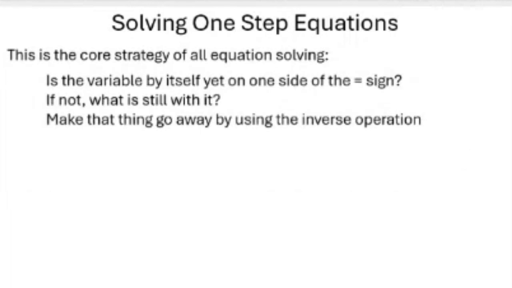So here are those questions we were just talking about. Is the variable by itself yet on one side of the equal sign? If no, what is still with it? Make that thing go away by using what's called the inverse operation. That's just fancy math words for the thing that makes it go away. Really, honestly, that's what it means. So p minus 7 equals 15, 3t equals 0. So we got 3 equations here, and we're going to ask those questions for all of these.